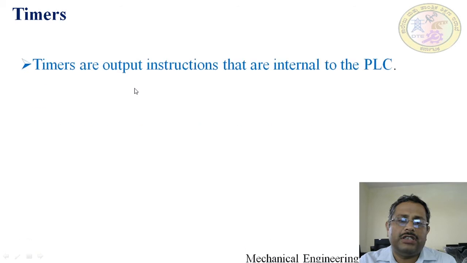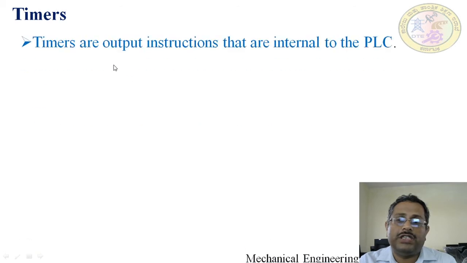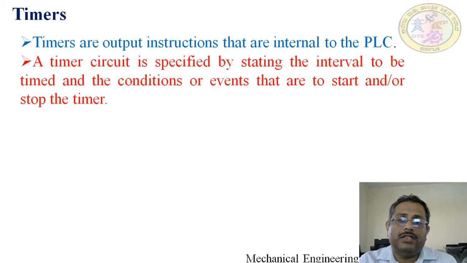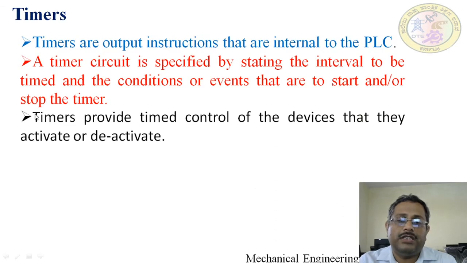Next we will see what timers are. The timers are output instructions that are internal to the PLC, and these timer circuits are specified by stating the interval to be timed and the conditions or events that are to start or stop the timer. The timer circuits are used to state the interval when to start or stop the events after a specified time. And these timers provide timed control of the devices that they activate or deactivate.